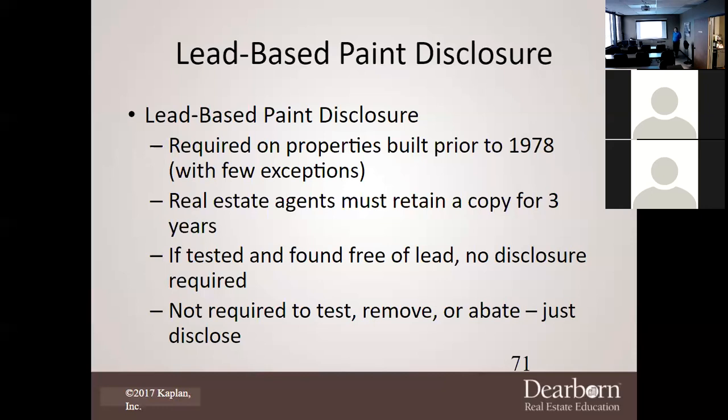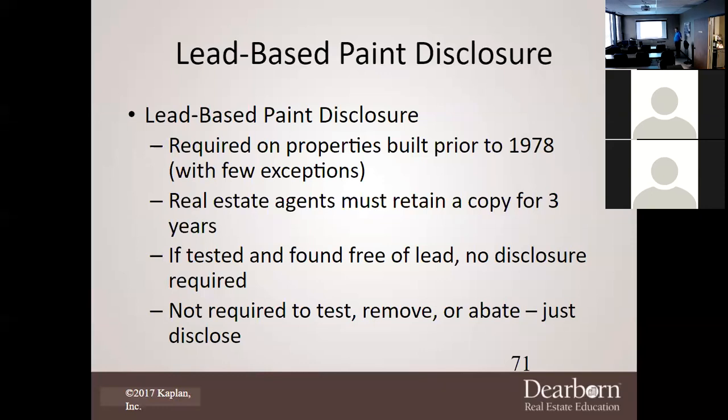Prior or before 1978. Do you think it hurts to throw that form in there just in case? No. It's always better to give more than not enough. Okay. Now, real estate agents must retain a copy for how long? 3 years. Okay.